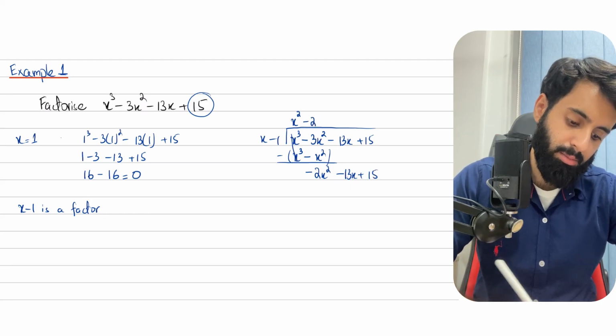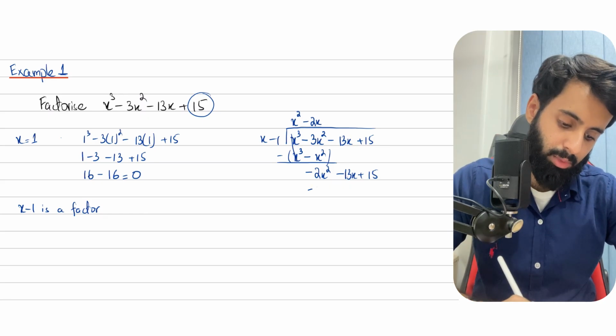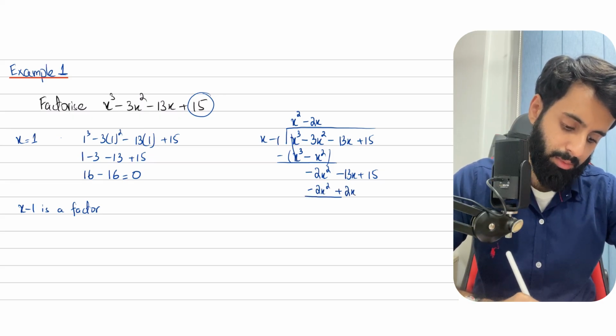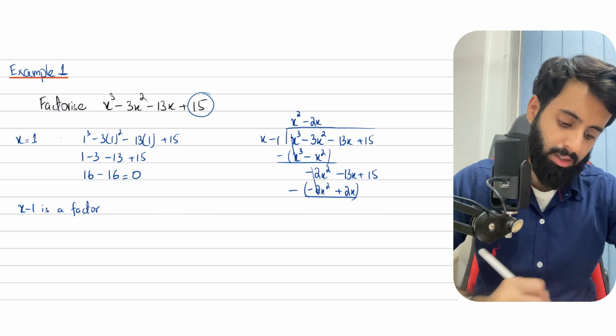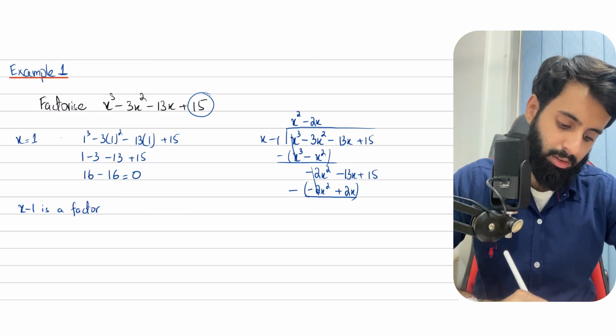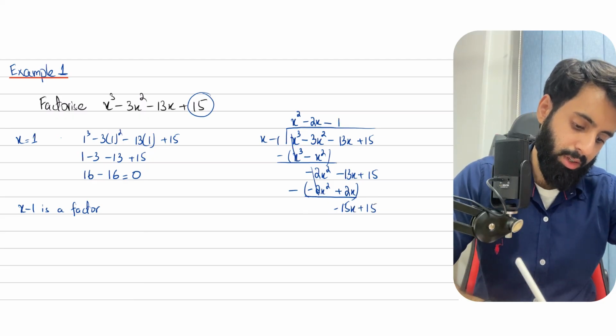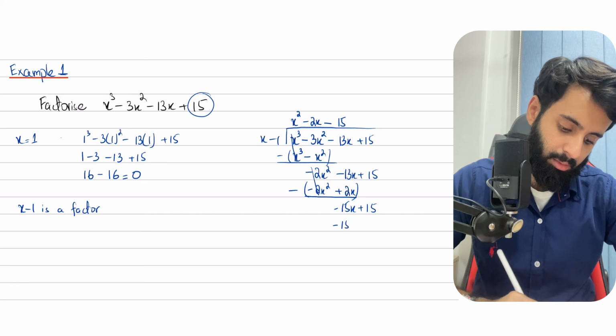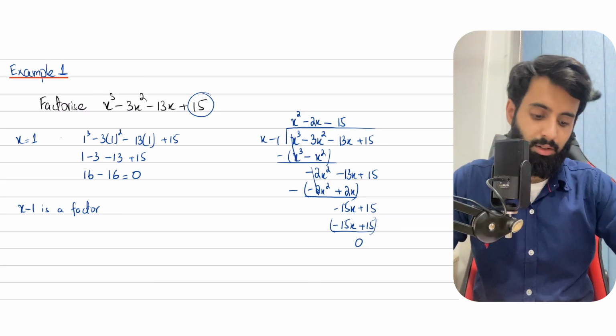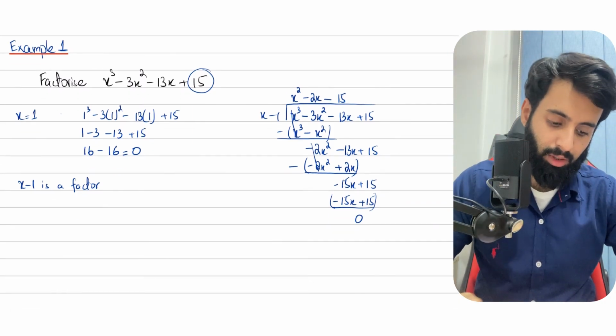Now we multiply x by minus 2x, so that turns into minus 2x squared. So minus 2x squared plus 2x, because minus minus is plus. So this gets cancelled out. Minus 13 minus 2x is minus 15x plus 15. So we multiply this by minus 15 in order to turn it into minus 15x, and then we have plus 15 again. So this gets cancelled out and it reduces to 0. So that means we've done it correctly.